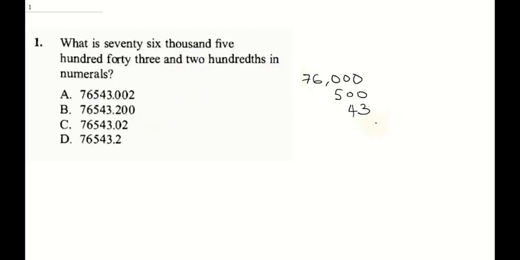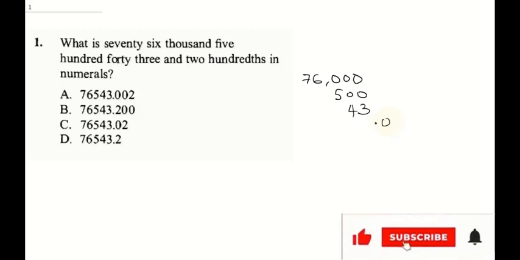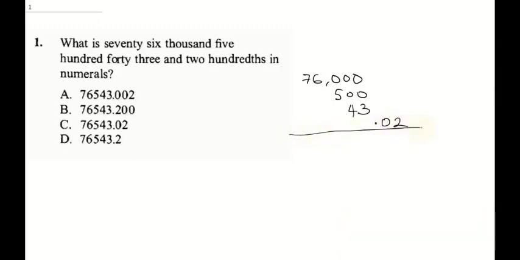Now for 200, you introduce your dots and put this is tenths and this is 200. So I'm going to sum this up, and this will give me 0, 2 dots. This is 3, 4, 5 and 7, 6. So you can call this 76,543 and 200. So the correct answer here is C.